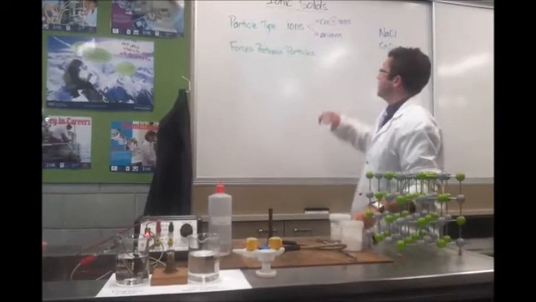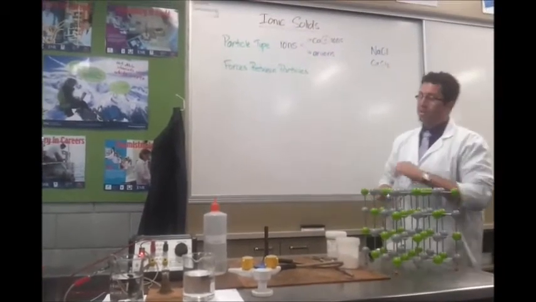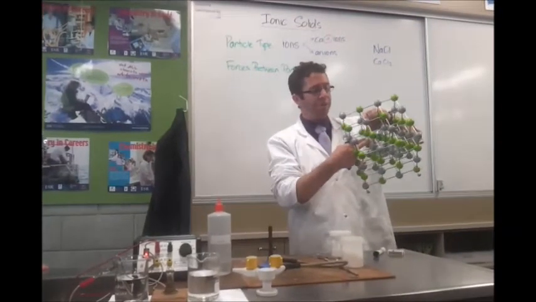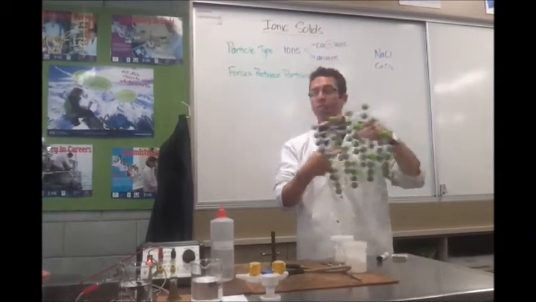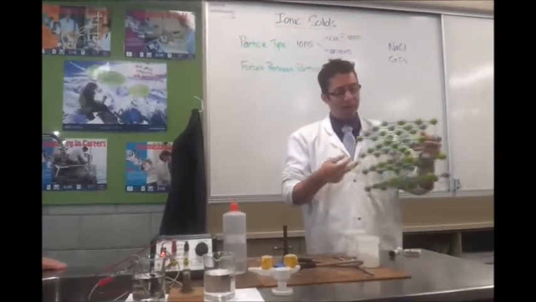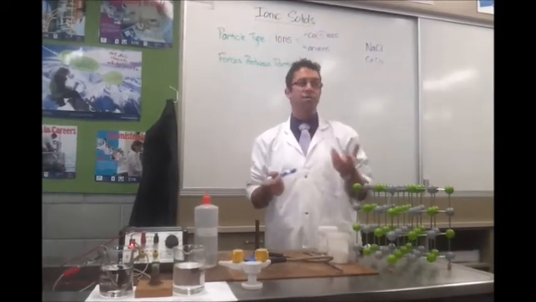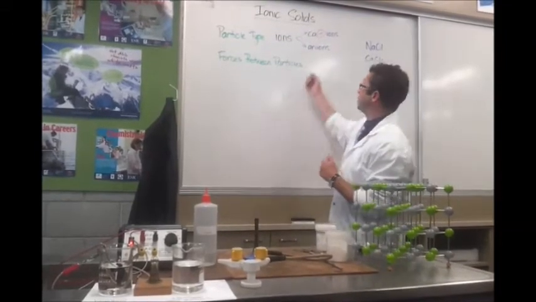Right, so that means that we know what particle type it is, and we know that it's got pretty strong forces. And these forces are created because these ions have gained or lost electrons, so become ions. The gaining and losing of electrons to make the ion allows that ion to create, not surprisingly, an ionic bond.